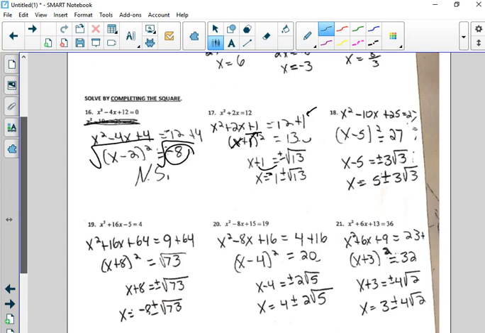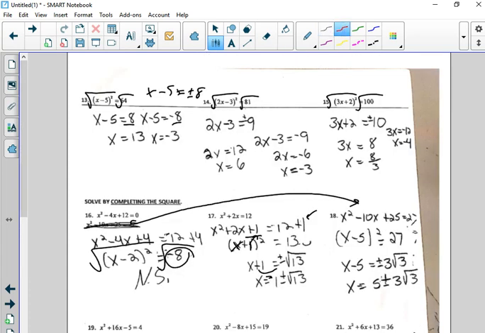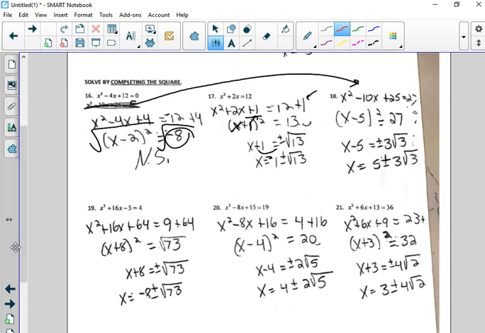Number 18. Oh, that's right. This problem got printed wrong, so it should be up here. So you have to write that in there. So when you subtract 25, well, that's an error then. That's done wrong. When you subtract 25, you're going to get 2 here. So 27 minus 25 is simply 2. So that is plus or minus the square root of 2. So your answer is 5 plus or minus the square root of 2.